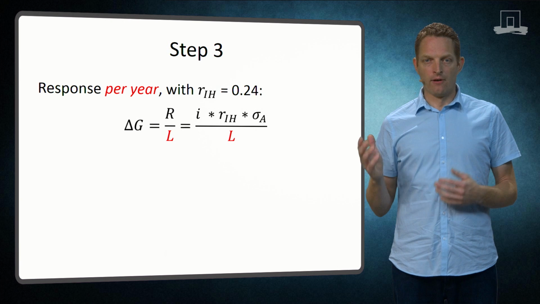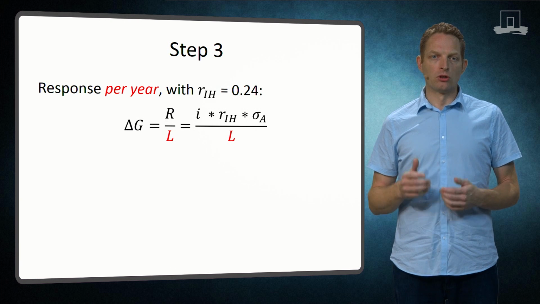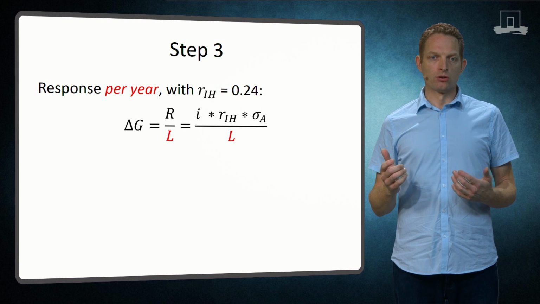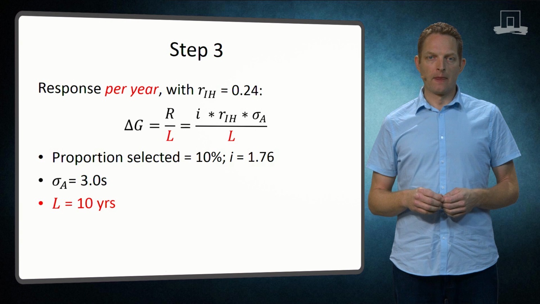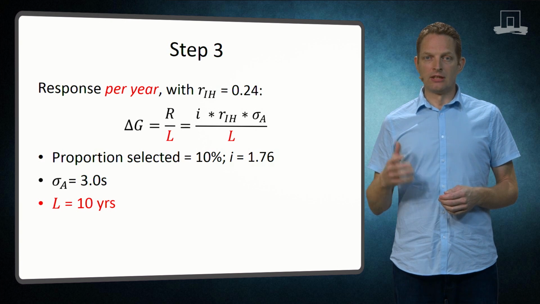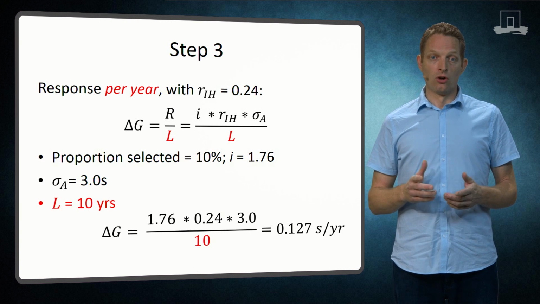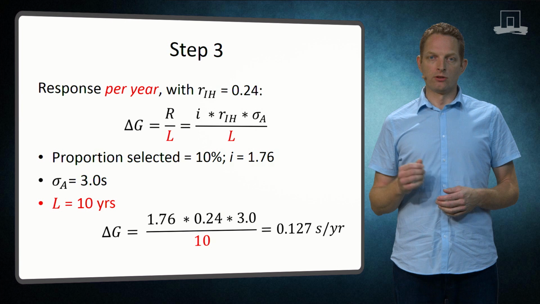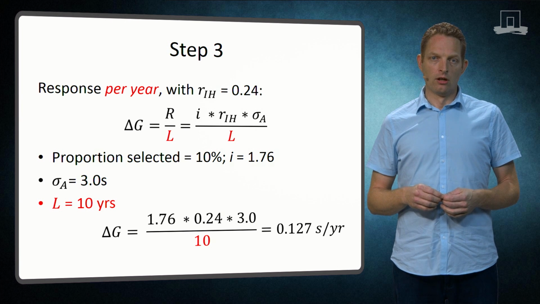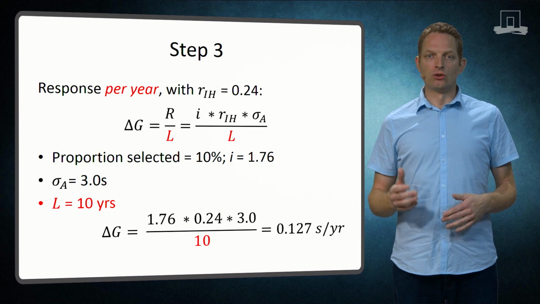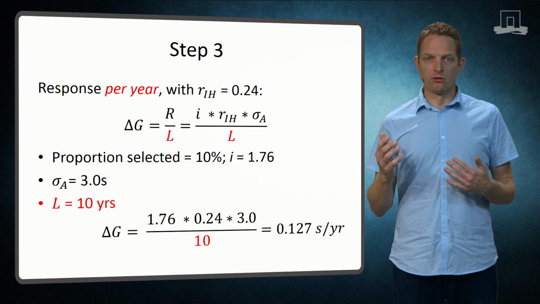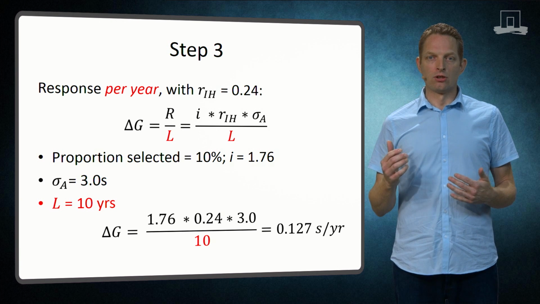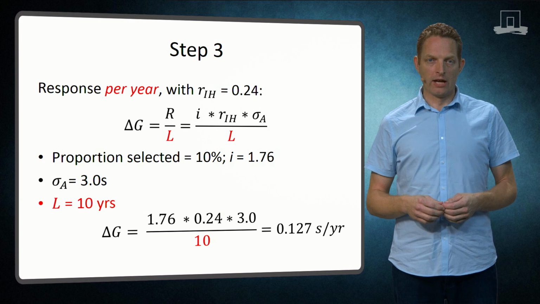As a third and final step, we want to compute the genetic gain per year. This involves dividing the response by the generation interval. In this case, this is 10 years. So, finally, we obtain that the genetic gain is 0.127 seconds per year. So in this example, the assumed selection approach is expected to decrease the racing time in 2,000-meter races by 0.127 seconds per year.